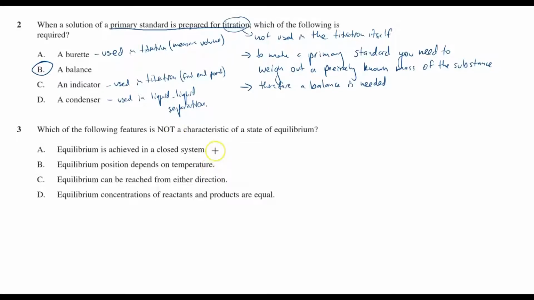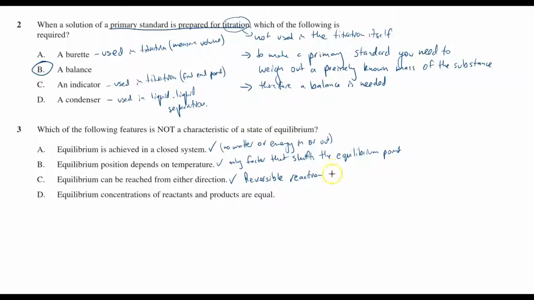Question 3 asks, which of the following features is not a characteristic of a state of equilibrium? We can go through these one by one to eliminate which statement is wrong. So equilibrium is indeed achieved in a closed system, as we need something where there is no matter or energy coming in or out of the system. That would disturb the equilibrium. Also, equilibrium depends on temperature, which is the only factor that shifts the equilibrium point. Also, the equilibrium point can be reached from either direction.